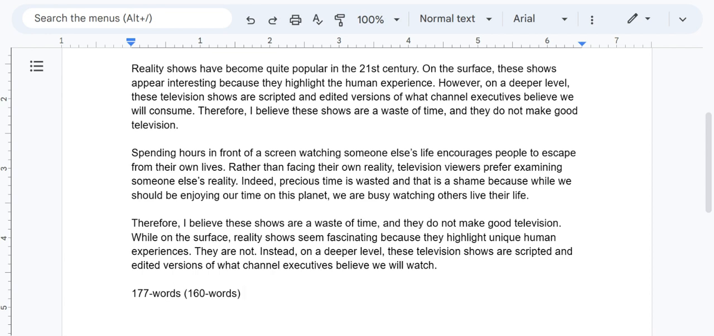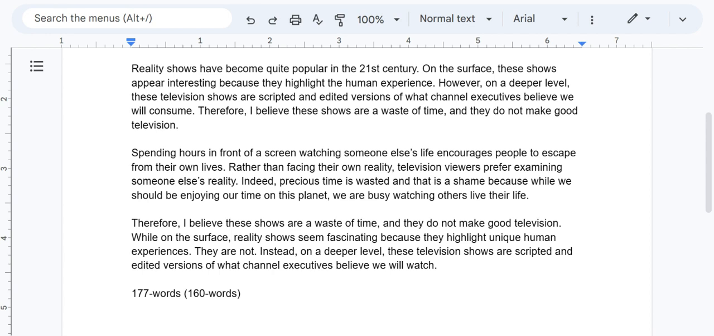Spending hours in front of a screen watching someone else's life encourages people to escape from their own lives. Rather than facing their own reality, television viewers prefer examining someone else's reality. Indeed, precious time is wasted, and that is a shame because while we should be enjoying our time on this planet, we are busy watching others live their life. I see a few little grammatical errors which we will address, but moving on to the conclusion.